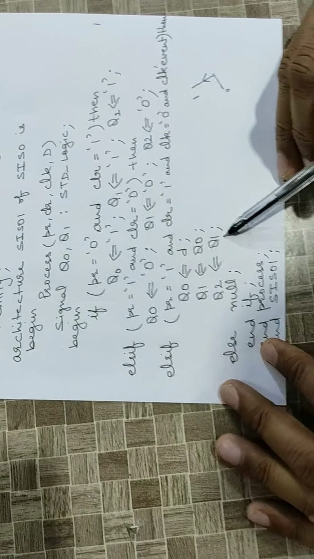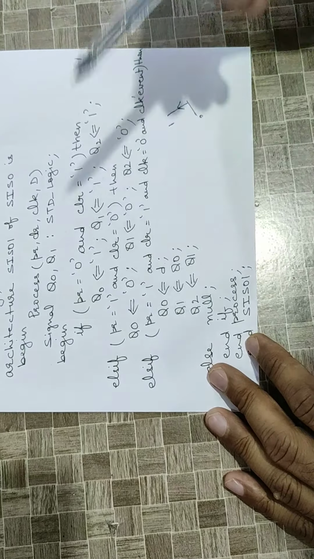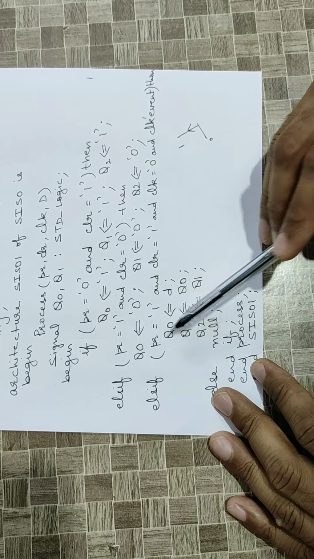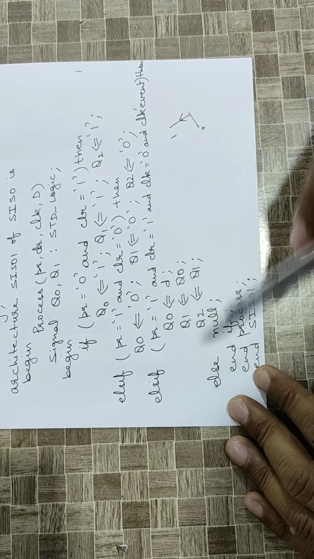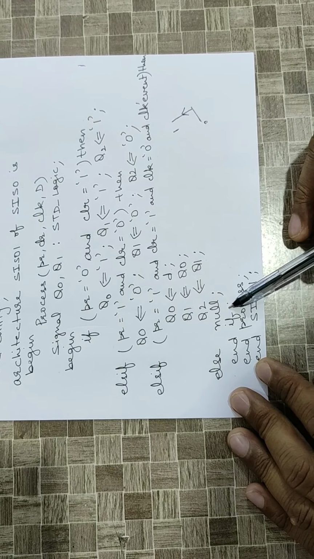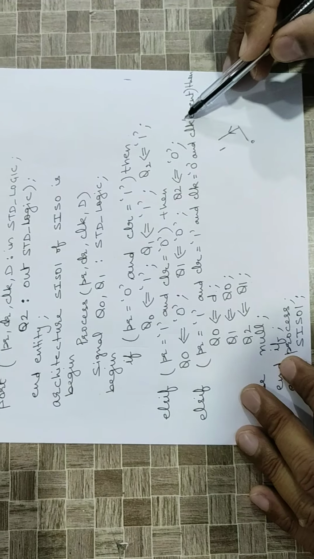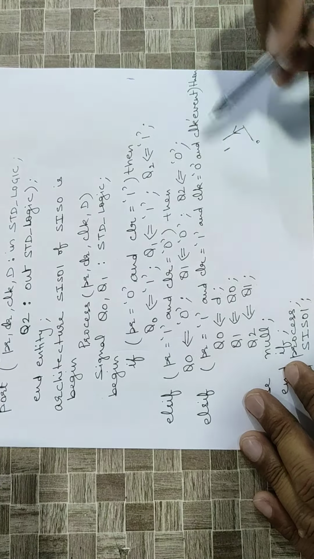So with the passage of the clock, from the first clock pulse to the second, these inputs will propagate as the output to the next flip-flop. This is how the program will work: else, null, end if, end process, end architecture. Here the tick is the attribute which we are using, clock'event. And this is the main point here.